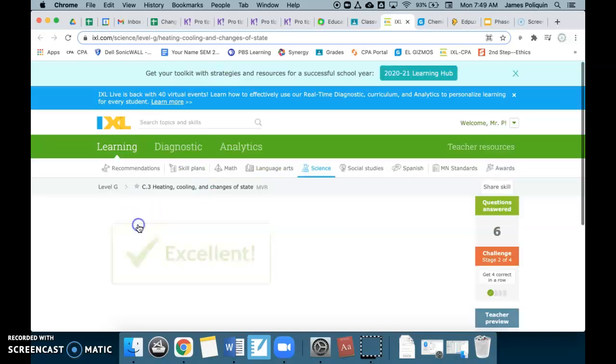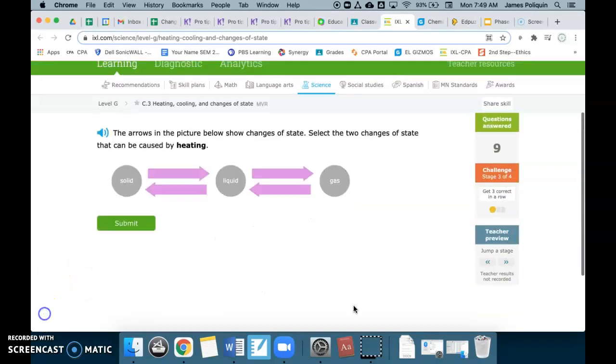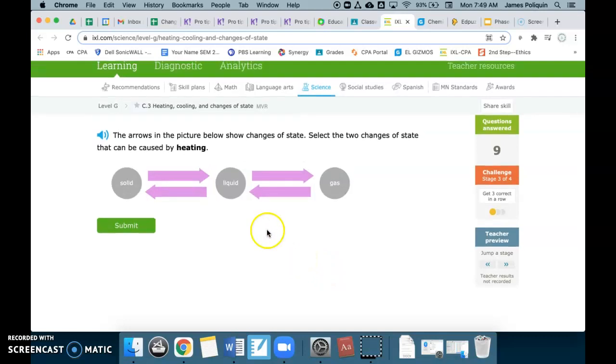You have to click on both. You repeat that process, making sure to check your arrows and what those phase changes are. You have cooling, so which two arrows represent the matter cooling. You repeat to complete stage 2. Stage 3 is a lot like stage 2, except now you do not have the arrows telling you what the phase change is. So you have to be looking at the arrows to where they point.